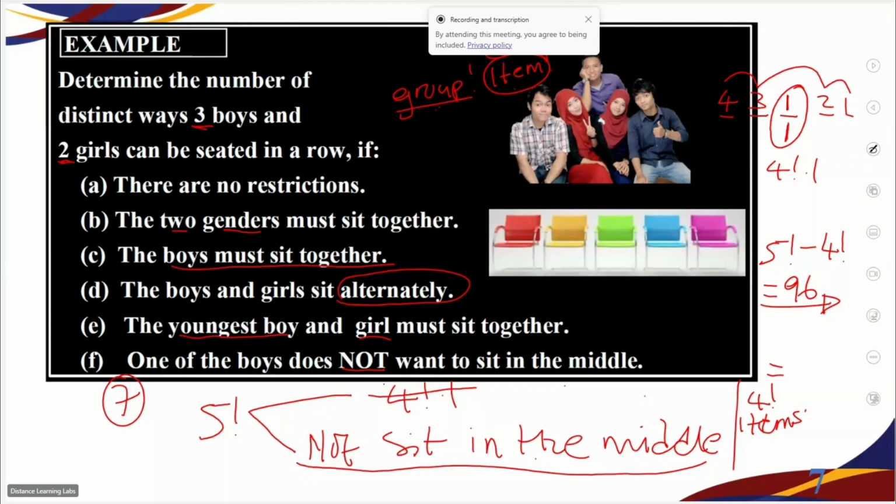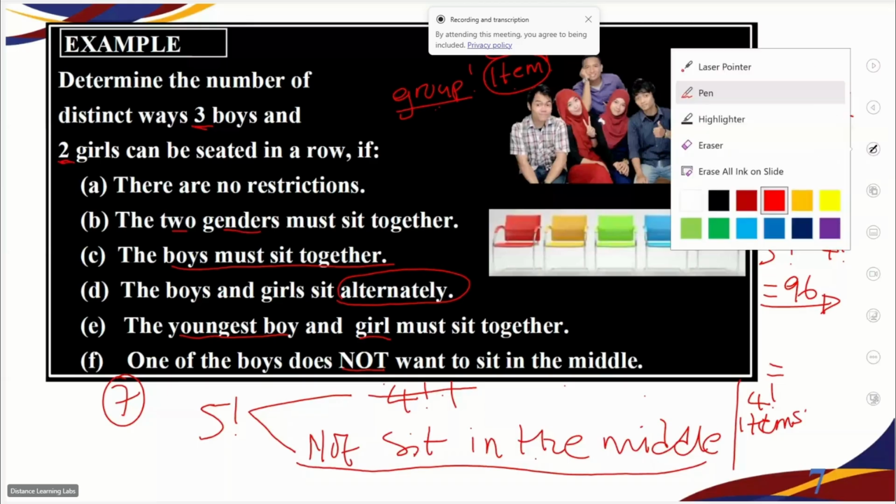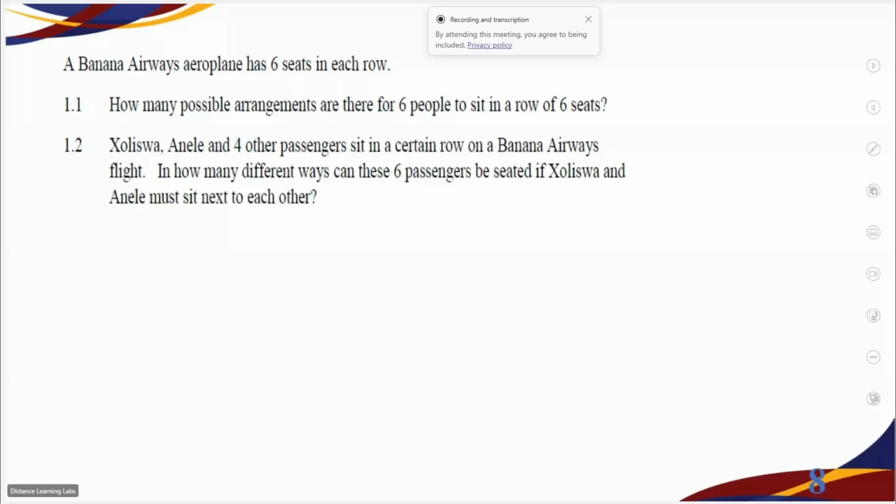I hope I was a bit slower on that, and I hope I made sense. Now let's move on to the next examples. I have this example here. We can take 2 minutes to respond to it because it is the same as the one that I just did. A Banana Airways aeroplane has 6 seats in each row. Can we respond to these 2 questions in, let's say, 4 minutes, 2 minutes each?